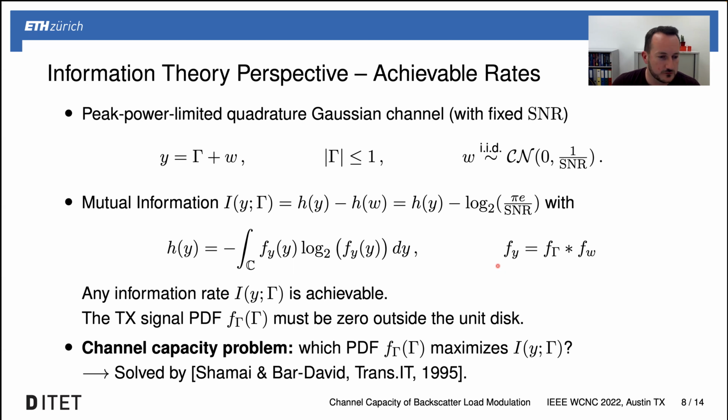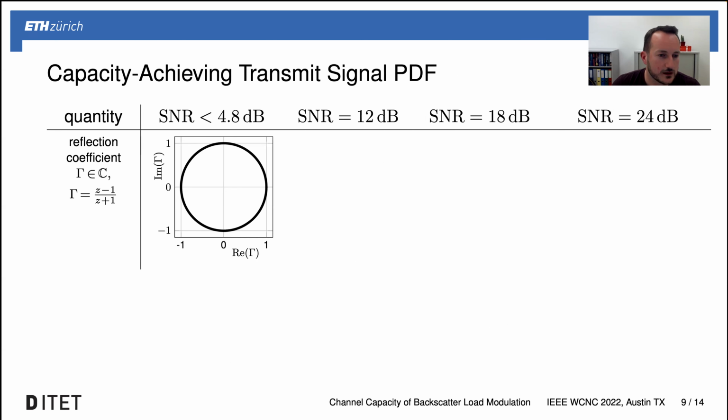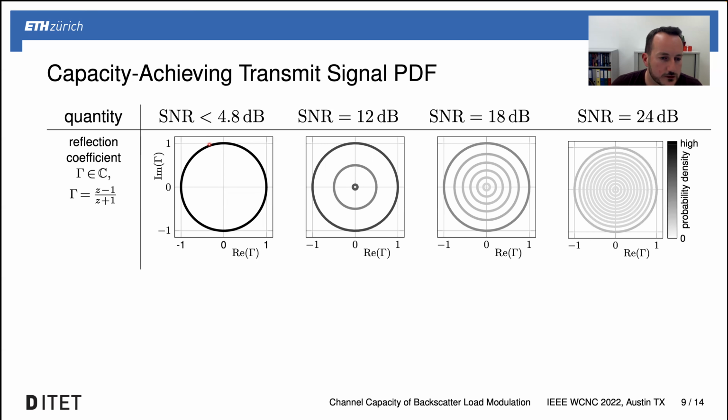And instead of talking about the details here much, I will just show you some visuals. So this is an intensity plot, but you don't see that here because it's constant, of the PDF of the load reflection coefficient. And you see for low SNR, it is supported only on the unit circle. That means we do phase shift keying. Phase shift keying with an infinite number of constellation points.